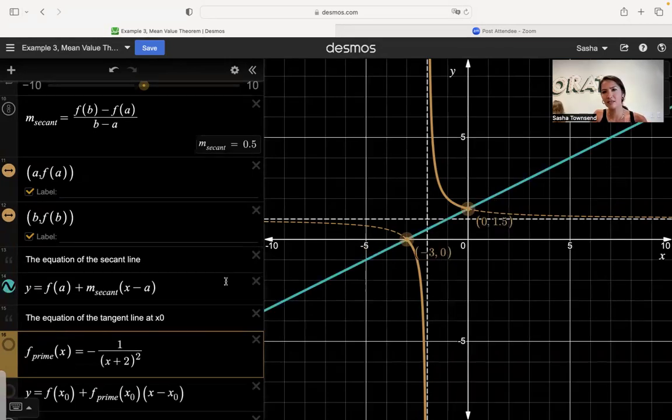A line actually looks like that. And the question is, well, is there any x value where the slope of the tangent line is equal to the slope of the secant? Well, since the mean value theorem doesn't apply, there might be an x value where that's true, or there might not be an x value where that's true.